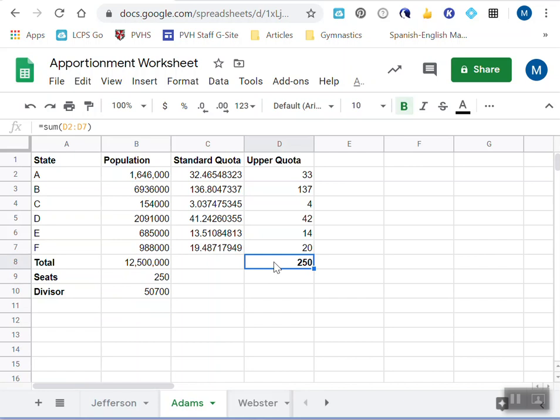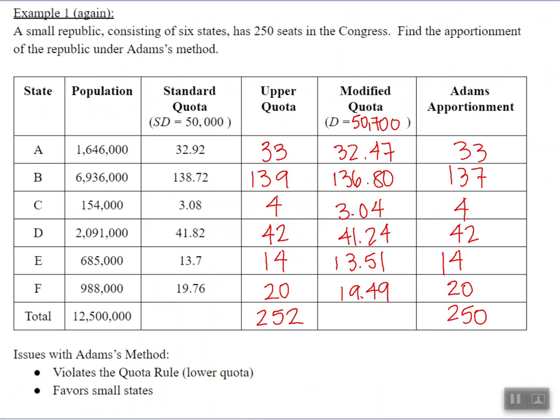So that's my apportionment for the Adams method. So I'm going to go ahead and copy my modified quotas and my final apportionment for the Adams method. So I took this information and copied it here. My modified divisor was 50,700. I have all of my modified quotas, and then rounded all of those up to get my final apportionment.